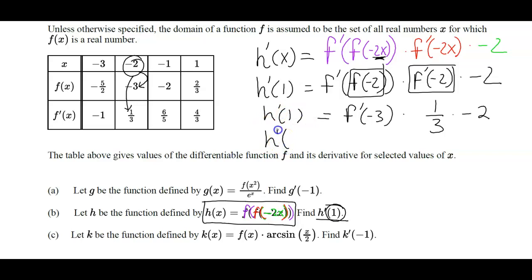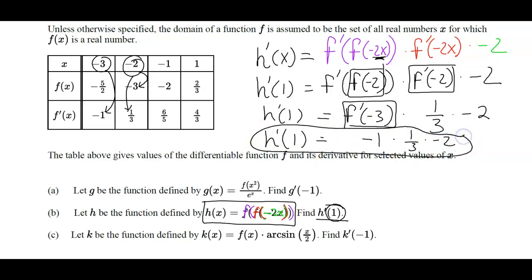Finally, what does f prime of -3 equal? I'm sorry, f prime, right? -1. Now, this isn't very hard to simplify, so you can if you want to, but you don't have to. You're done. So once again, find your derivative, plug in your number, evaluate your f's, and you're all done.